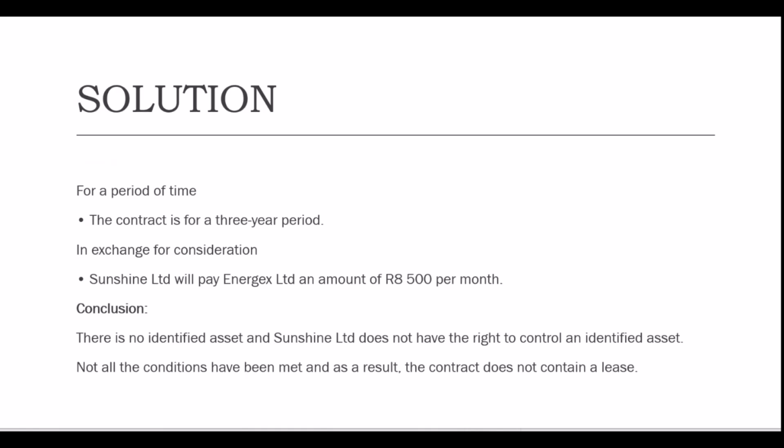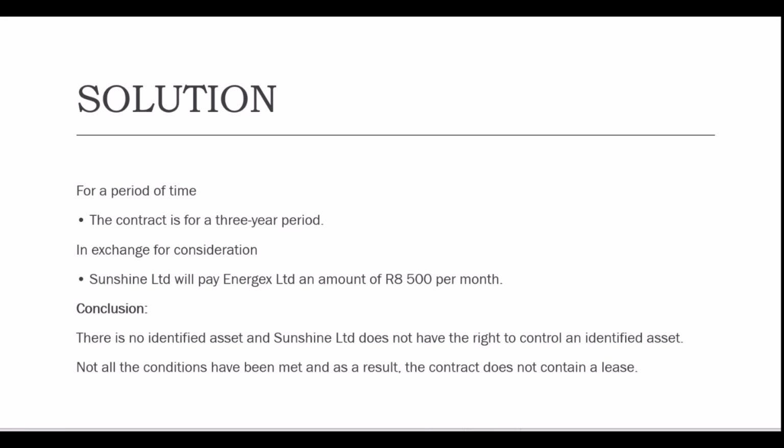Now for the period of time aspect, look at what they did. They stated the period of time: the contract is for 3 years. That alone is 2 marks. In exchange for consideration, Sunshine Limited will pay NHS Limited an amount of 8,500 Rand per month. That is also 2 marks. So even though some other part of the definition didn't comply, for the aspects that did, you need to state them and tell us, and then you get your mark.